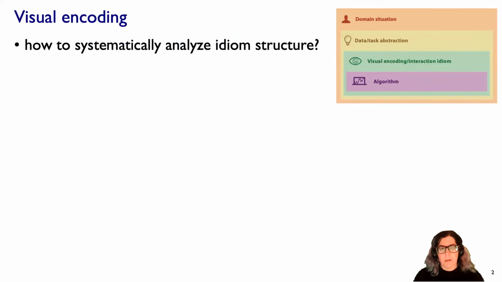So, in previous lectures, we learned about the nested model, this idea of splitting things up into the four levels of domain, abstraction, idiom, and algorithm. And the focus today is going to be on how to systematically analyze structure at that third idiom level, particularly visual encoding idioms.